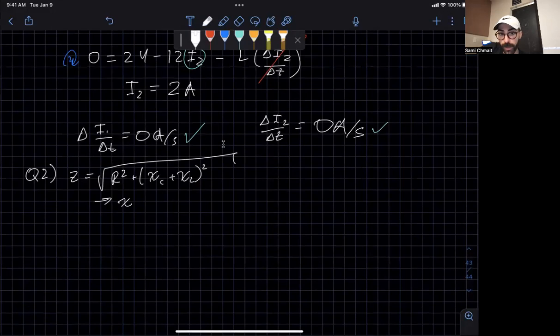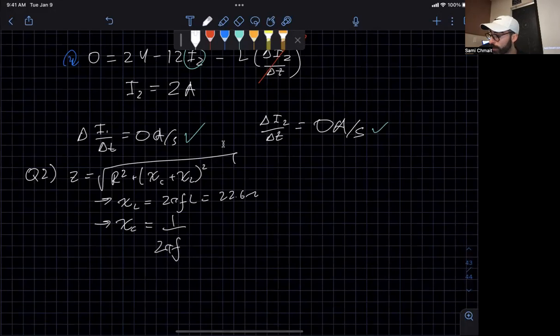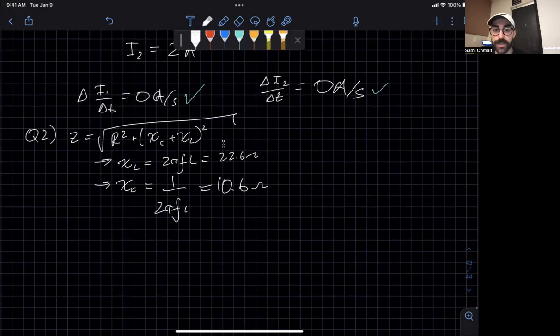XL is equal to 2πfL, which in this case is equal to 22.6 ohms. And then XC is equal to 1 over 2πfC, where C is the capacitance, which is equal to 10.6 ohms. We now just have to plug in the resistance, and you can see everything's in terms of ohms. So when you end up solving for that total impedance, it's in terms of resistance. So it's 27.7, and that's the resistance through the whole system.